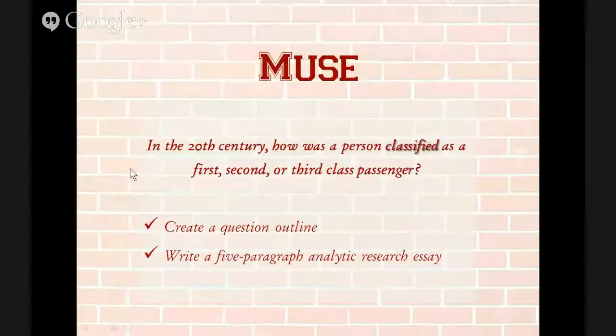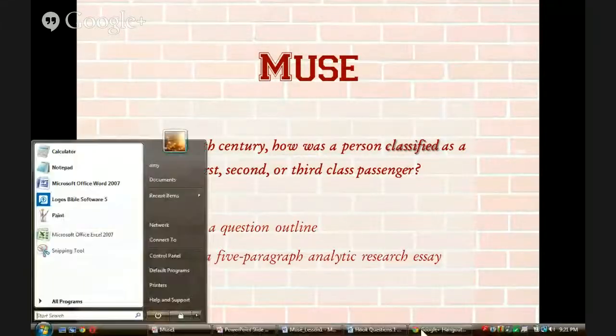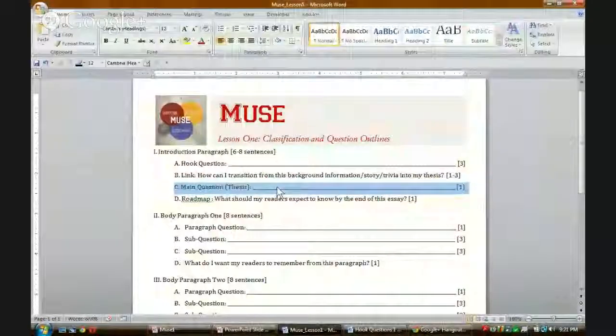I'll hop back here. It's right here. In the 20th century, how is a person classified as a first, second, or third class passenger? So in order to start working on your question outline, simply copy that question on this line here. It looks a little short, so hopefully you can fit it there. So that wasn't too hard. All you had to do was copy that main question.